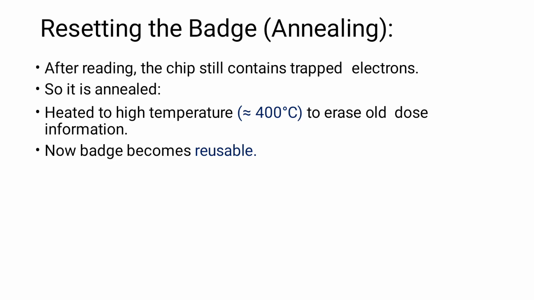Now, after this, all these records are read. Now it's time to make the badge reusable again. So resetting of the badges happens after annealing. So after the reading, the chips still contain trapped electrons, so it is now annealed. Now there will be an erasing temperature. So all the chips are heated at a high temperature of 400 degrees centigrade, which is used to erase all the old data, and now the badge becomes reusable again.